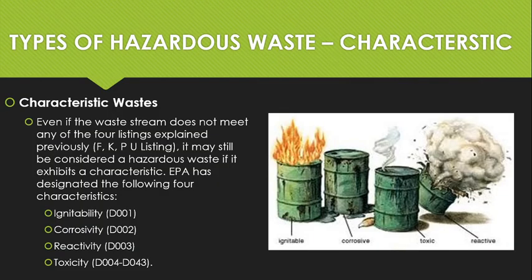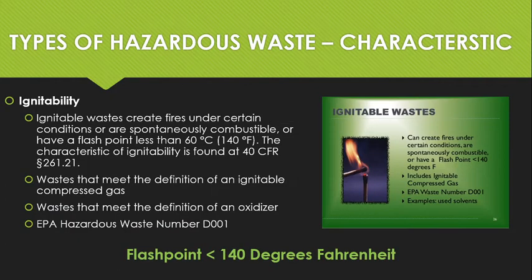So even if the waste stream does not meet any of those listings explained previously, so that F, K, and P listing, it can still be considered a hazardous waste if it exhibits these characteristics. So the EPA has designated the following four characteristics. You've got ignitable waste, so it's flammable. Corrosive waste, as you can see in that picture, it's going to eat through that metal. Reactivity, so that drum over there exploding. And then toxic, which I'm not sure what that whirlwind is coming out of the hole, but that's any of the heavy metals, and we'll go through that.